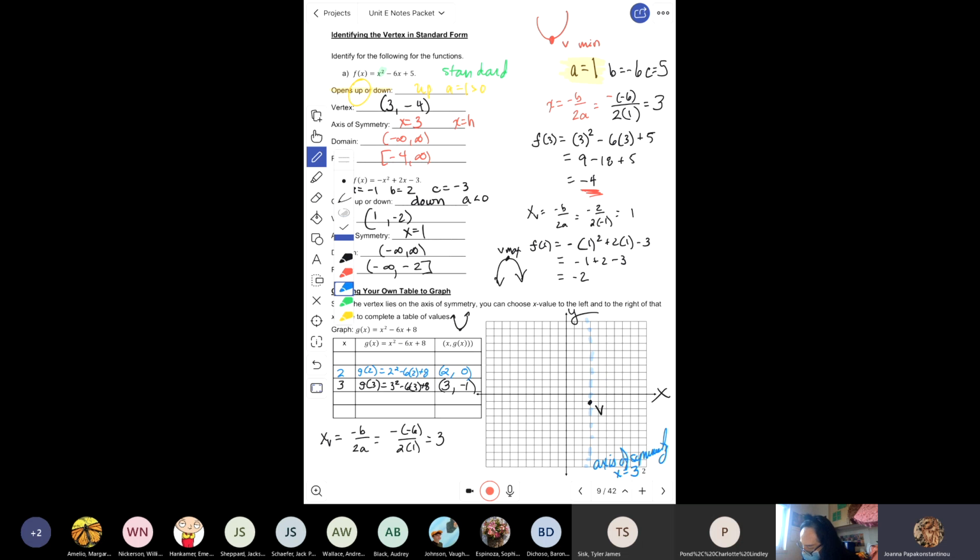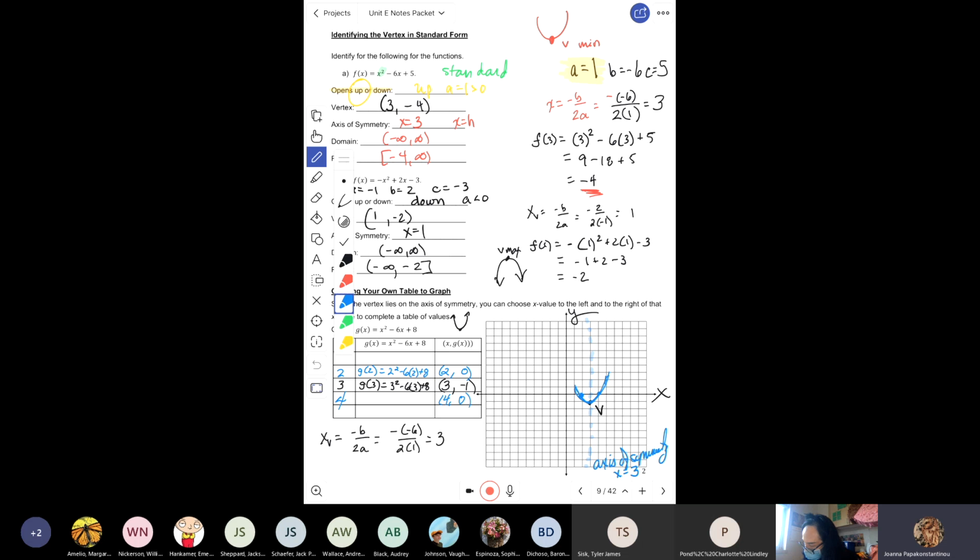If I go the same distance away from the axis of symmetry in the other direction, remember, because if we fold the parabola, the graph of the parabola, on the axis of symmetry, you get a mirror image. So if I go to 4, I already know what the output is. What's the output? 0 as well.